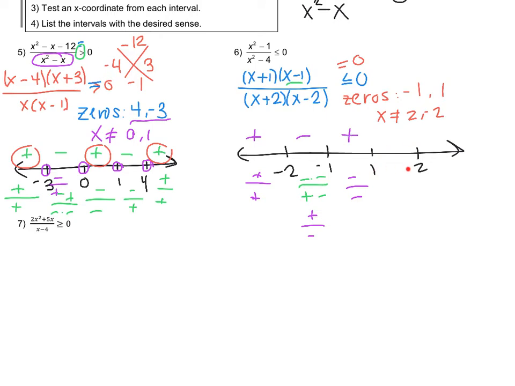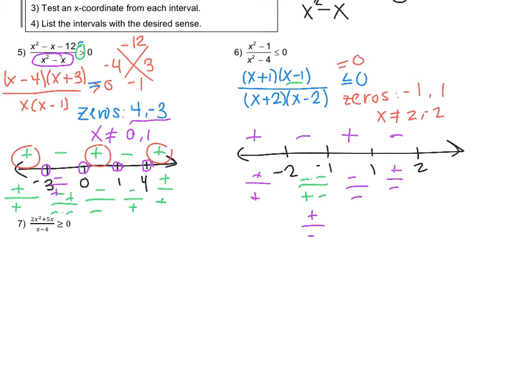Next, between 1 and 2. So I'm going to pick 1.5, so think carefully about 1.5. Adding 1, clearly still positive. Subtracting 1 from 1.5, 1.5 minus 1 is still positive. So you would have a positive times a positive, which is positive. In the denominator, 1.5 plus 2, positive. 1.5 minus 2, negative. So you would have a positive times a negative, which is negative. Now the overall quotient, positive divided by negative, is negative.